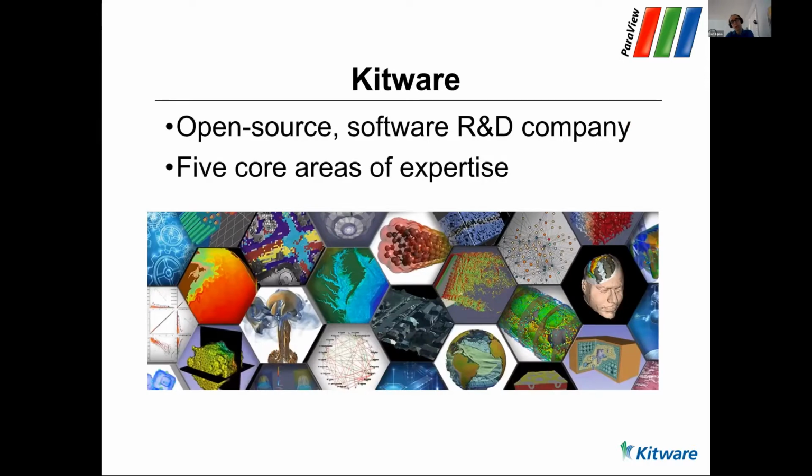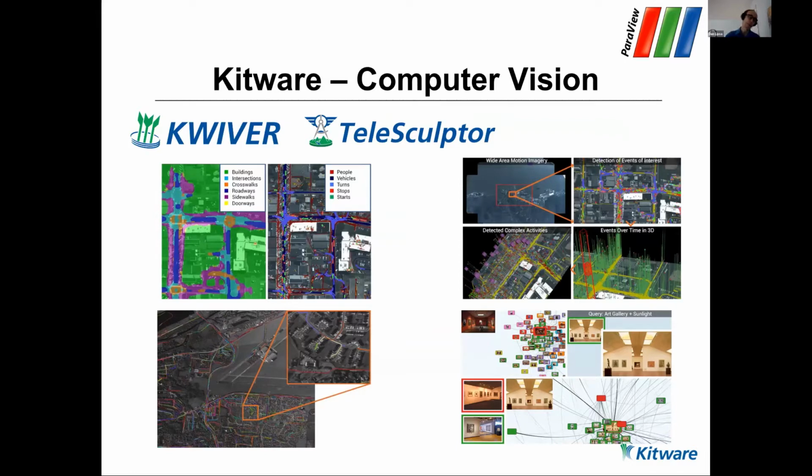Kitware is an open source software company. We have 5 core areas of expertise, mostly in visual computing, but one of the areas is not in visual computing. And actually it turns out that's the most successful part. So we have a group that works in computer vision, so object recognition and tracking, event recognition. This picture on the right lower side is multimedia understanding. And for each core area, we have open source platforms that we promote. So this, TeleSculptor, is a structure from motion application that builds a 3D mesh out of a series of images. Quiver is the AI library that we use to build TeleSculptor and other applications.